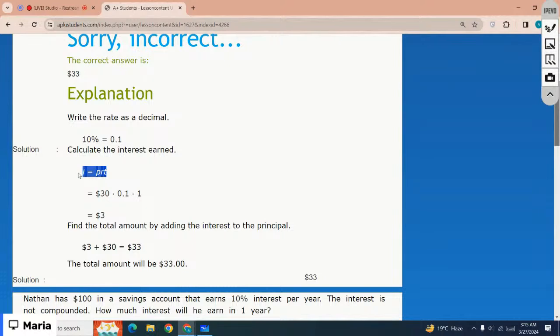And T is the time period you have to calculate after. So you are going to calculate after 1 year. So you have to do $30 times 0.1 times 1. So that is $3, right? Earlier he had $30 in his account. You have to add $3 interest for the whole year, and next year he has $33 in his account. Got it?